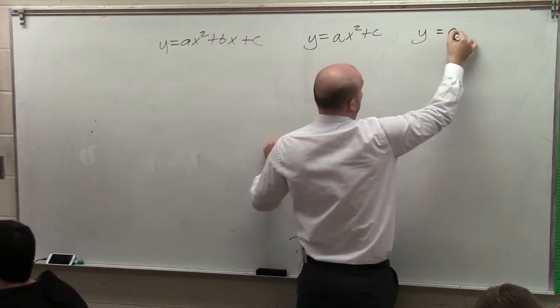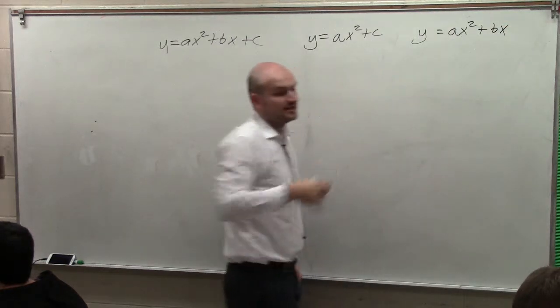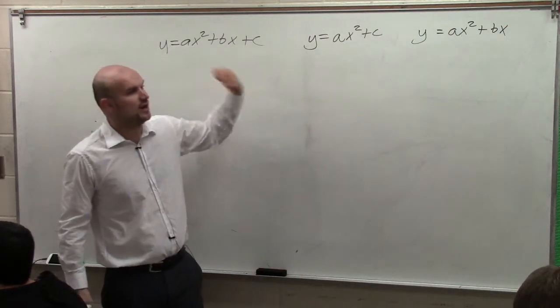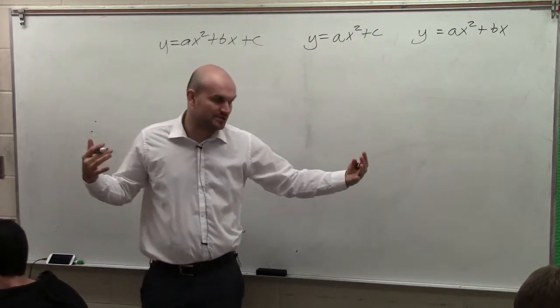The next form we worked on was factoring out your GCF. Basically, what we did is we factored out an x, as well as any other common factor. And then we used the zero product property to solve.